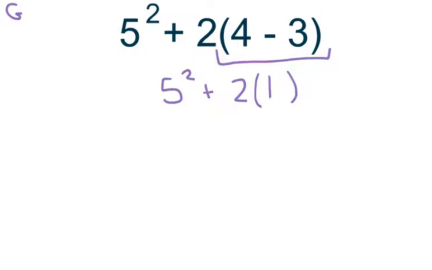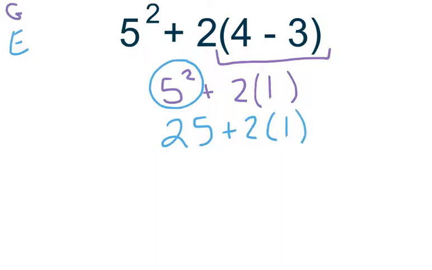Now, I need to look for my E, exponents, and in this case, I have 5 squared. There's an exponent. I know 5 times 5 is 25, and bring down the rest of the math, plus 2 parentheses 1. You might be wondering why I didn't finish the parentheses. Up here on top, these parentheses had an operation in them, which meant there was math to do. Down here, these parentheses, those are parentheses meaning an operation. Since that means multiplication, I would hold off on doing it.